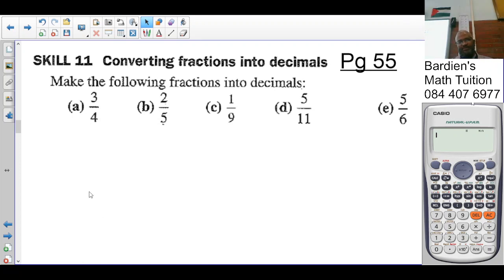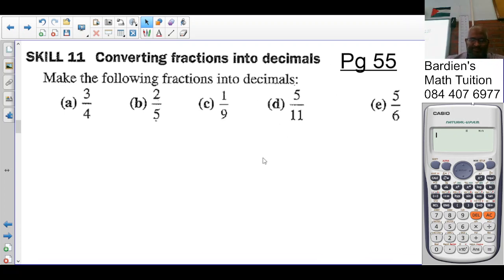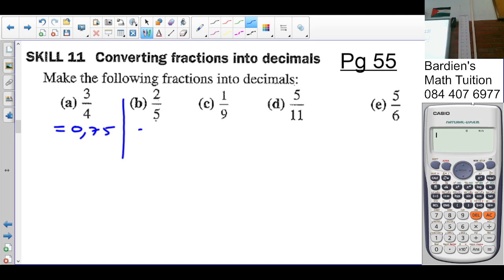Okay. So at this point we're looking at converting fractions into decimals. It says make the following fractions into decimals. That's 0.75. Who doesn't know that? The first one, you're all okay with 0.75? Okay. Nice. So I don't need to explain this one. B? 0.40. 0.4.